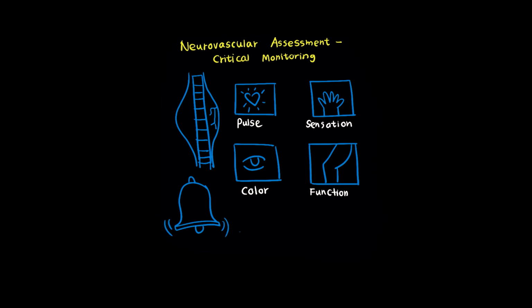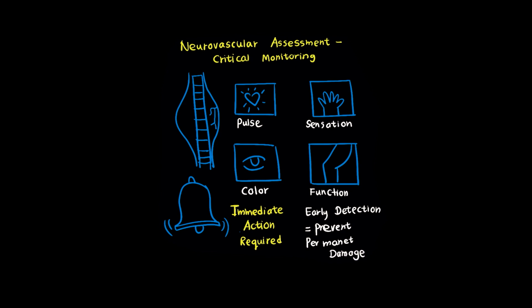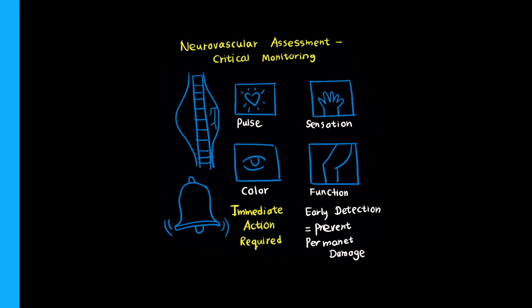Together, these assessments create an early warning system. A change in any parameter demands immediate action. This isn't about monitoring bone healing, which takes weeks. It's not measuring muscle strength for rehabilitation. It's not evaluating joint flexibility. This is about catching neurovascular compromise before it becomes irreversible, preventing lifetime paralysis or limb loss.